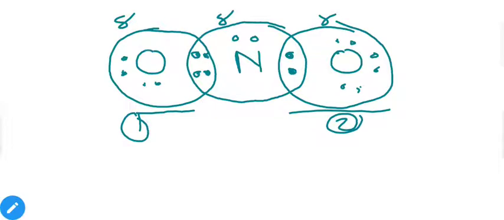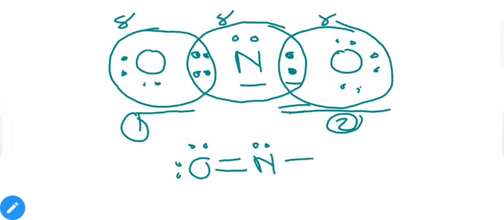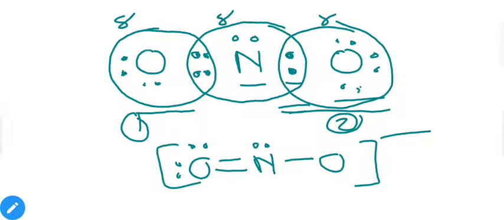In that case, a double bond will be present here. So in this case, our structure is: oxygen contains two non-bonding electron pairs, then a double bond with nitrogen, and nitrogen contains one lone pair of electrons, then a single bond with the second oxygen, and overall it carries a negative charge. And the same type of situation can be flipped. That means nitrogen will form a single bond with the first oxygen, and it will form a double bond with the second oxygen, just like this, but in the opposite way.